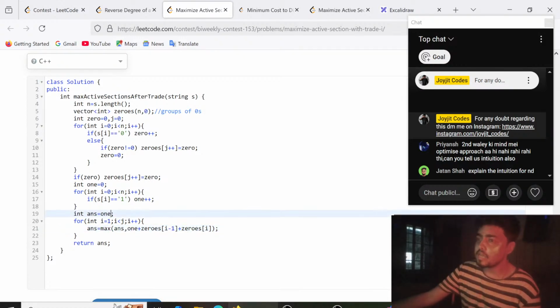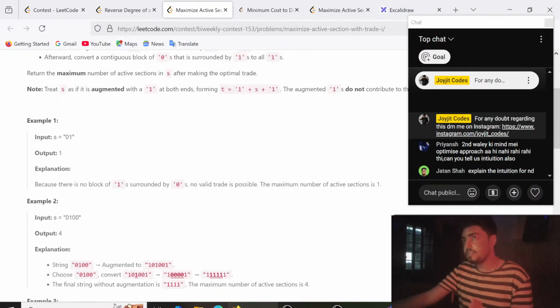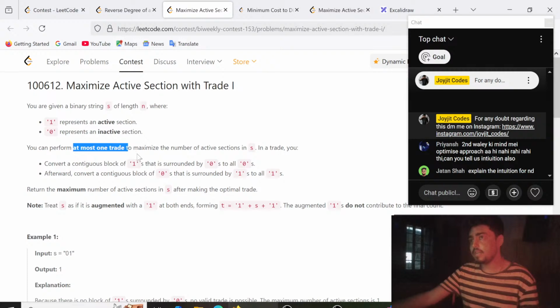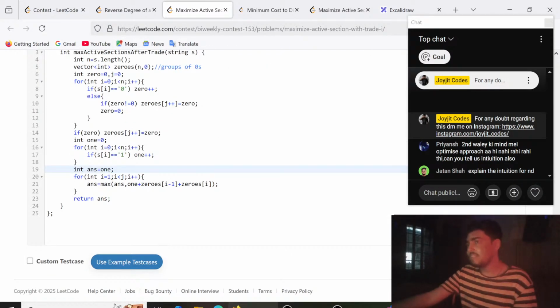And initially you can consider that answer is equal to the number of ones that are already there, you can keep it. Because it is given that it is not always necessary to do a trade. You may do a trade or you may not. You have to do at most one trade. So that's the intuition behind it.